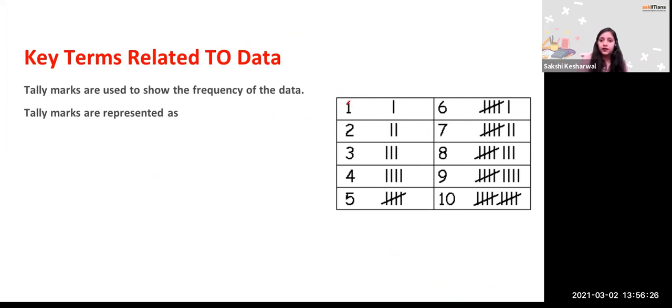If I say the number 1, it is represented like this, right? If it's 2, then 2 is written like this. You just write 2. What is 3? 3 is written like 1, 2, 3. 4 is written like this, with 1, 2, 3, 4.